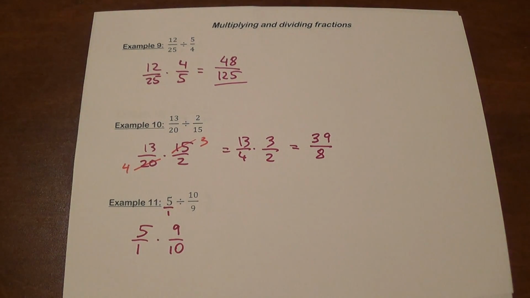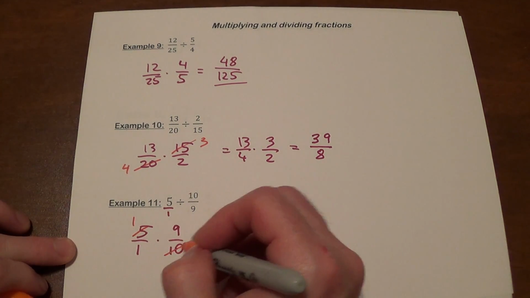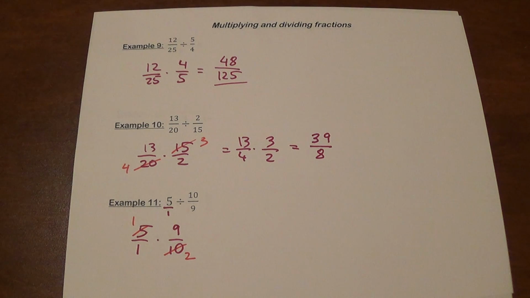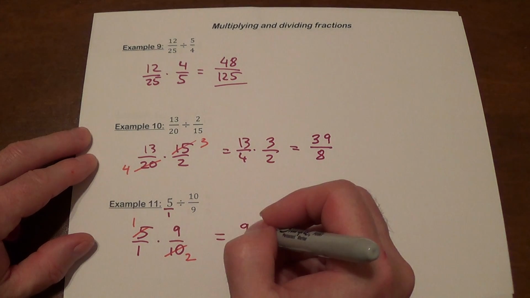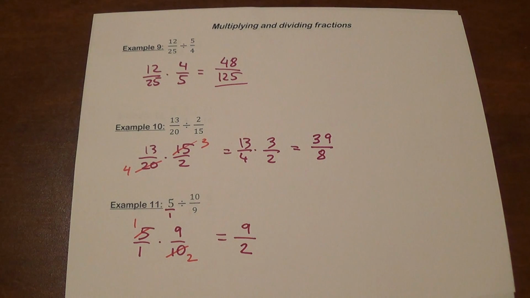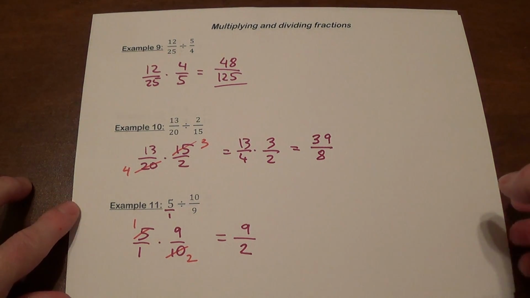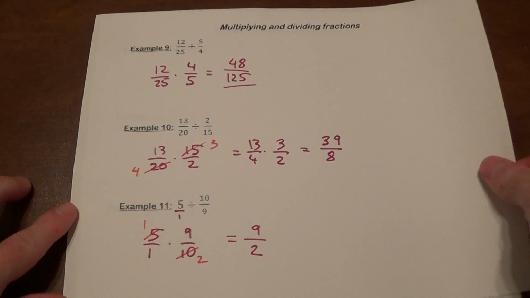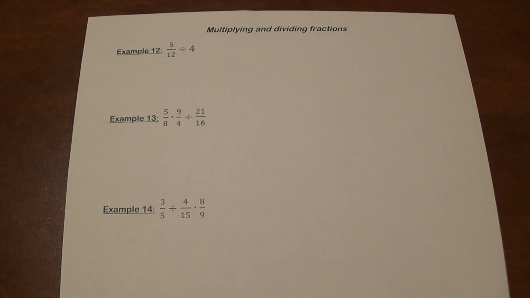So 5 and 10, top and the bottom, both divisible by 5. That leaves you with 1, that leaves you with 2. And then we have 1 times 9 in the numerator, which is 9, and we have 1 times 2 in the denominator, which is 2. Again, as I mentioned earlier, I'm going to leave it as an improper fraction. Your teacher may expect you to convert it to a mixed number, and you can, but that's not the topic of this lesson.